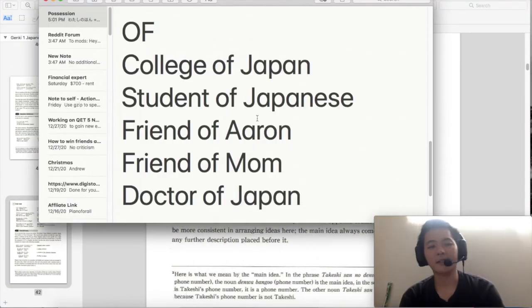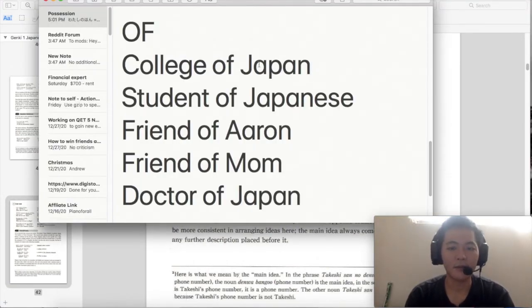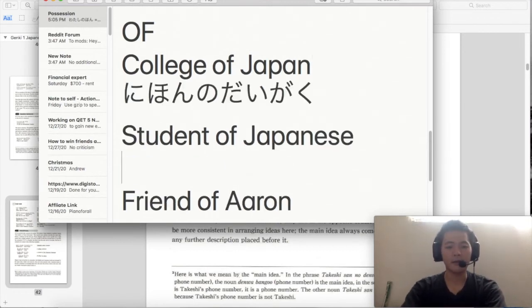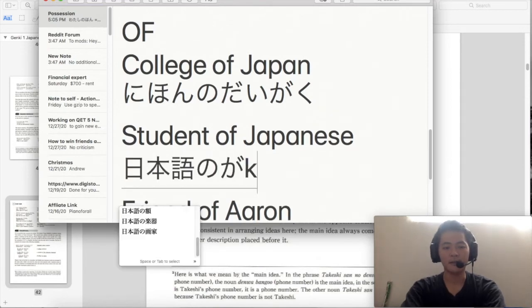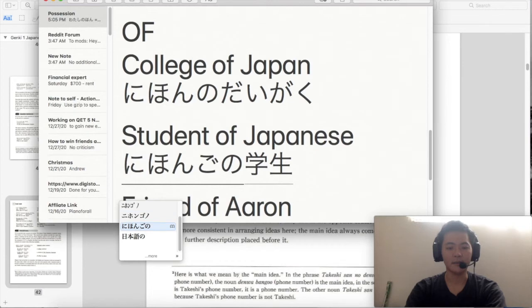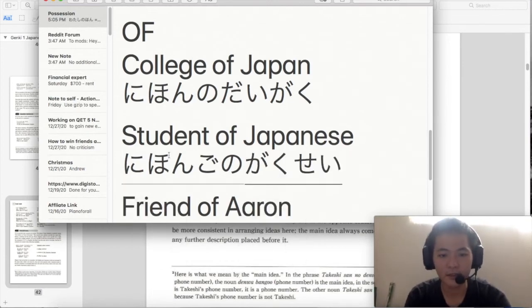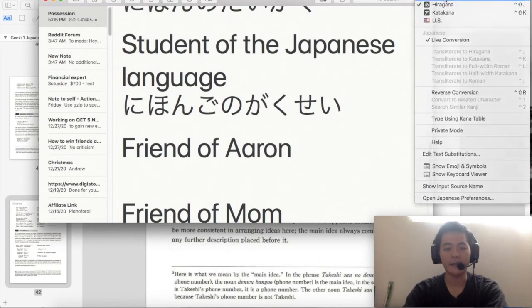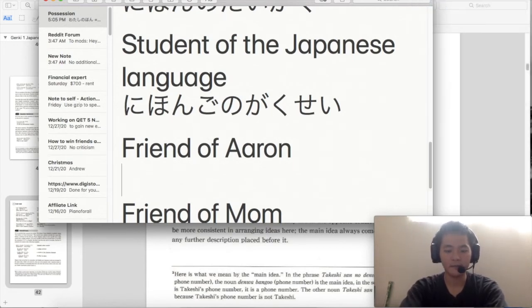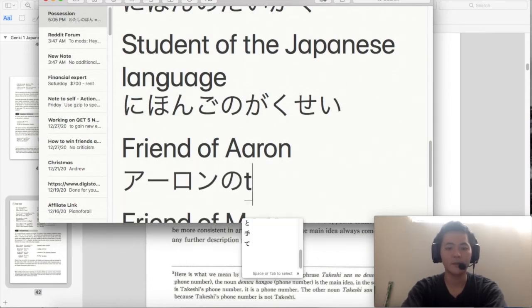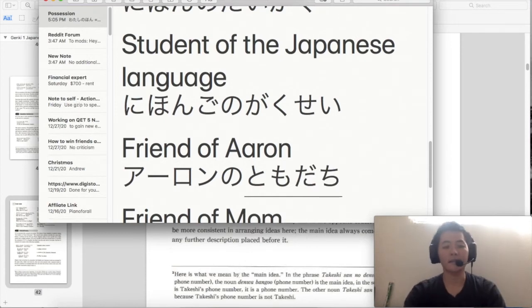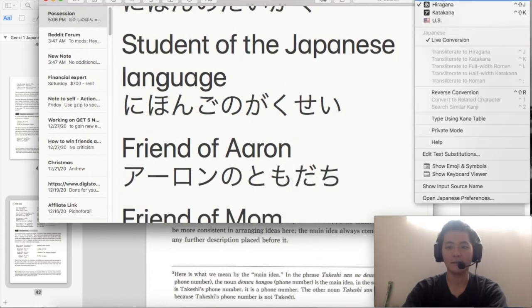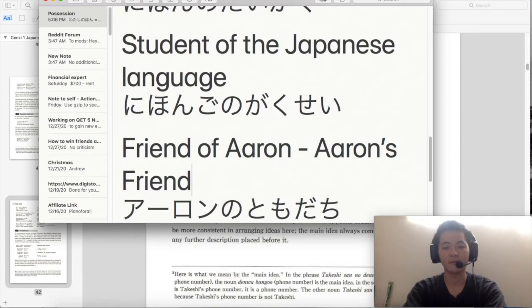So now I'm going to be giving you guys a few examples right here. So we just went over College of Japan, which is Nihon no Daigaku. And now we have this Nihongo no Gakusei, right? So this person is a student of the Japanese language. Now we want to say he's a friend of Aaron. So you would say Aaron no tomodachi. And it's the friend of Aaron, but in a sense you would just say Aaron's friend. It belongs to Aaron. So he's a friend of Aaron, or you could also say it like the real way you would say it in English, Aaron's friend, right?